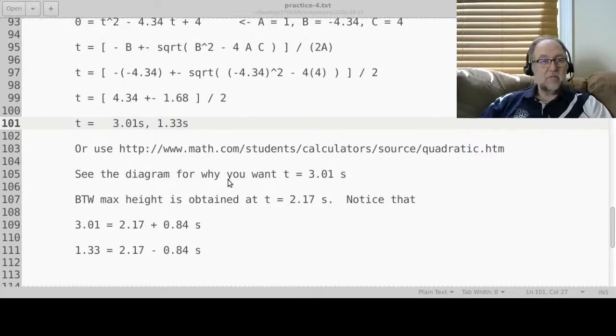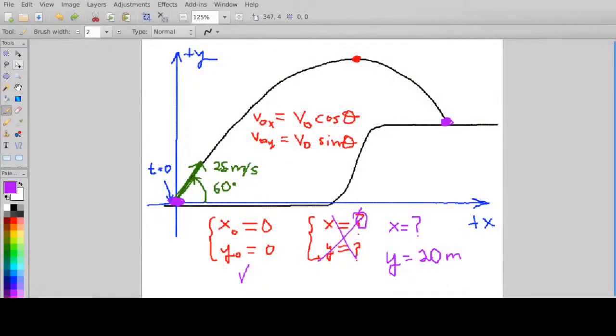And you can see here the answer is, see the diagram for why you want the 3 seconds. So let's switch back to the diagram and see if we can make sense of why we got two values. Okay, so let me draw a horizontal line here, like this. That horizontal line will cut the y-axis at 20 meters. Why? Because the height of the hill is 20 meters.